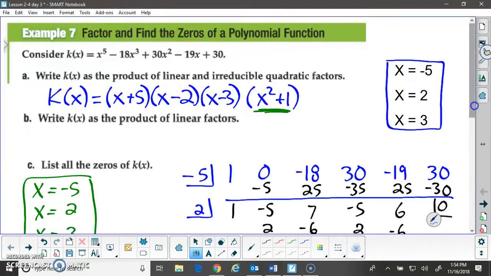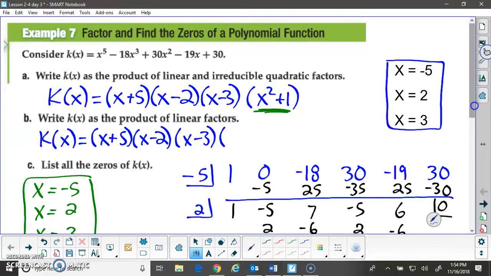Now Part B is really similar. It says write it as a product of just linear factors. So I'm still going to have the x plus 5, still got to have the x minus 2, and I still got to have the x minus 3. But now I'm going to take that irreducible quadratic factor, and I'm going to write it as x minus i and x plus i, which are written as linear factors.